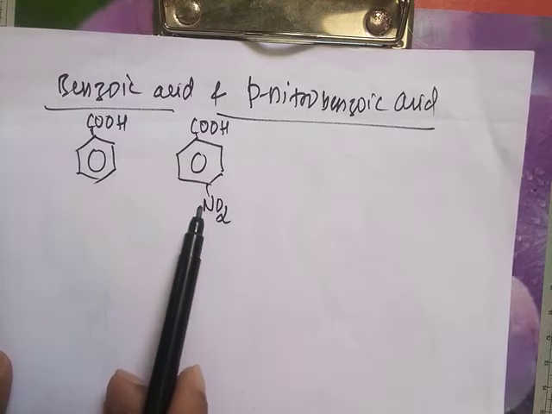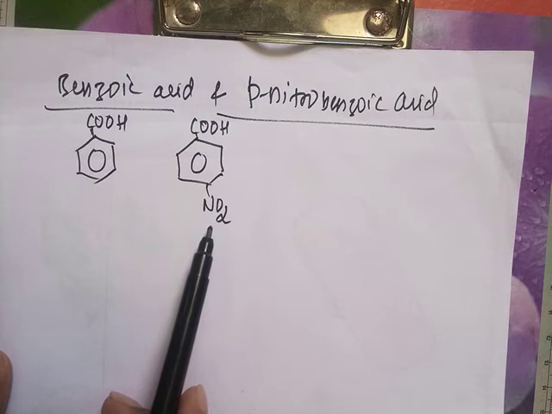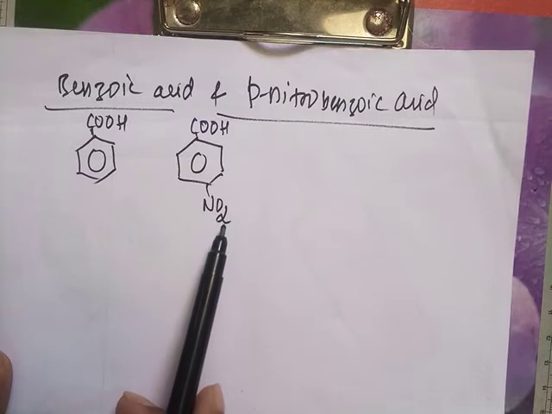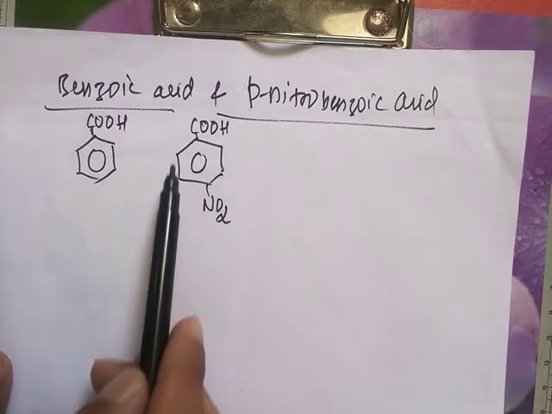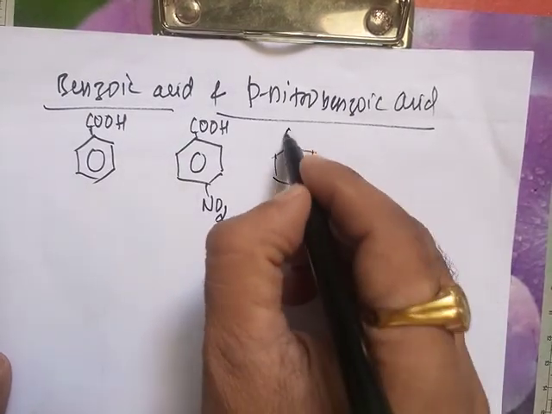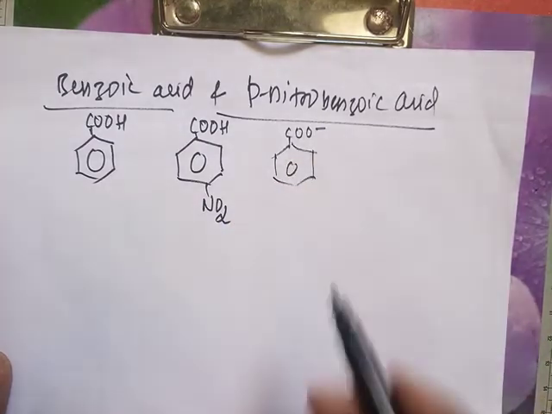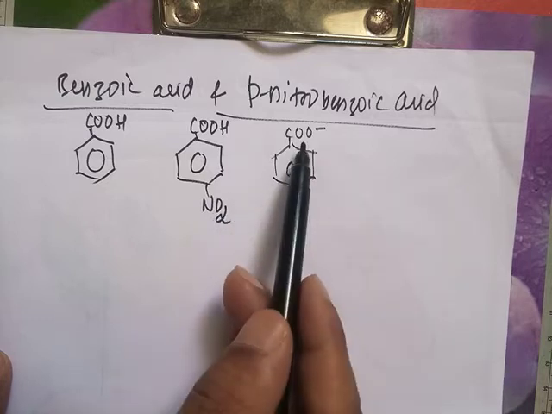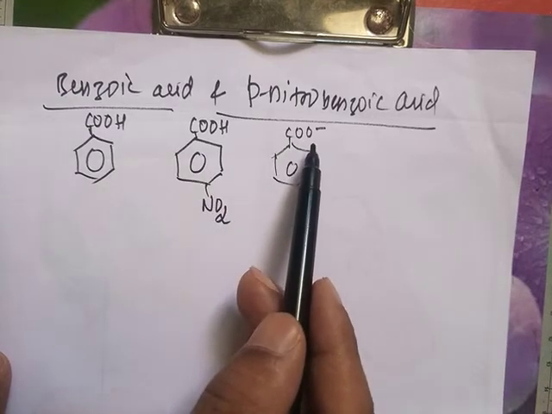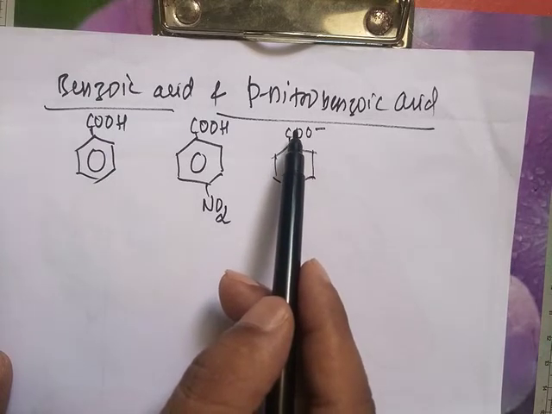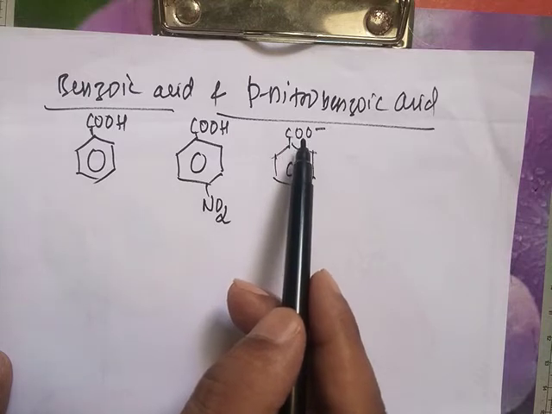In para-nitrobenzoic acid, the nitro group, which is an electron withdrawing group, decreases the electron density on the benzoate ion. That is the benzoate ion, COO minus. The nitro group decreases the electron density in the benzoate ion by withdrawing the electrons. As a result, the negative charge on the benzoate ion stabilizes and the acid becomes more acidic.